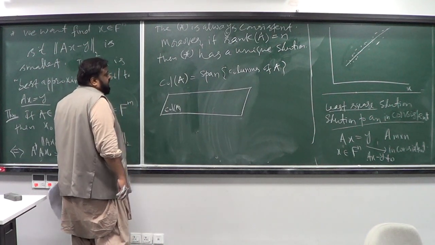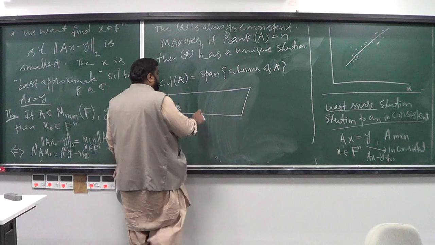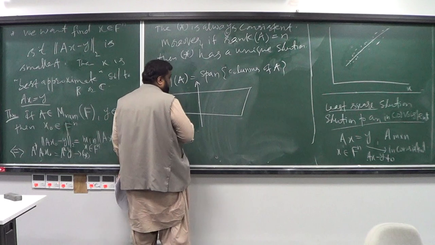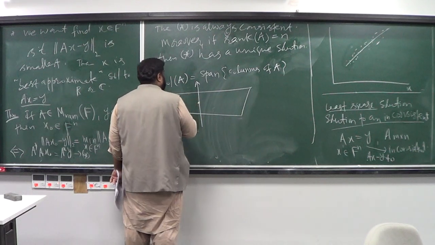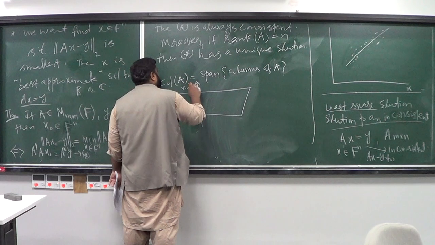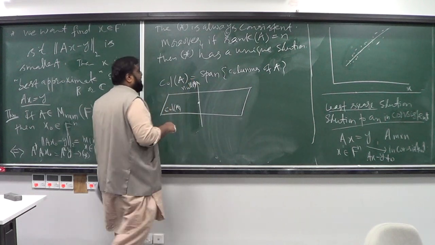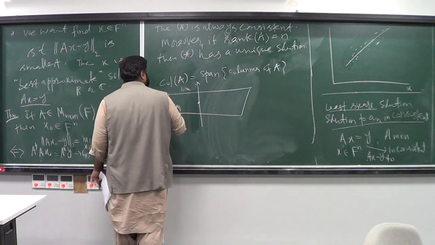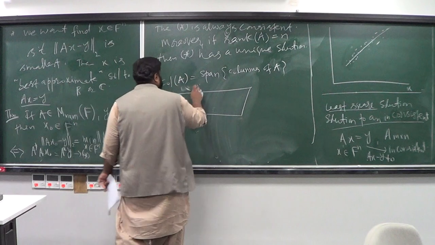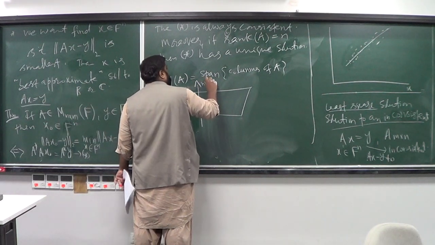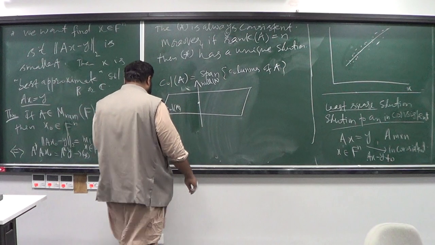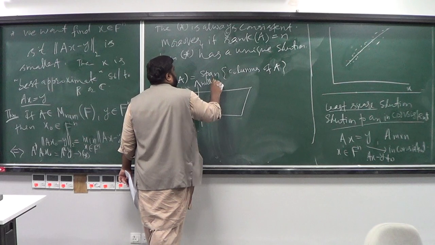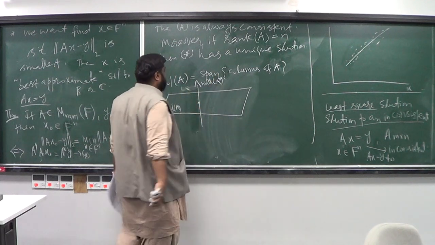So if you take the column space of A, then the orthogonal perp, as we know very well from our previous discussion, of the column space of A is the null space of A star. Not A, but A star.